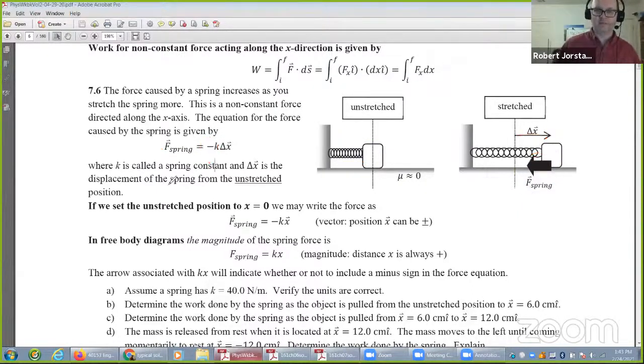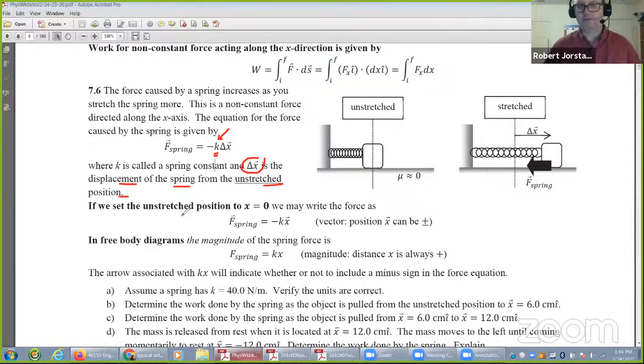Okay? That makes sense. K is a constant. It's basically relating to the stiffness of the spring. If you have a very strong spring, a very stiff spring, you would have a large value of K. If you have a weak spring, you'd have a small value of K. So that's just a constant, nothing special. Delta X is the displacement of the spring from the unstretched position. I cannot say that in fewer words without making a mistake.